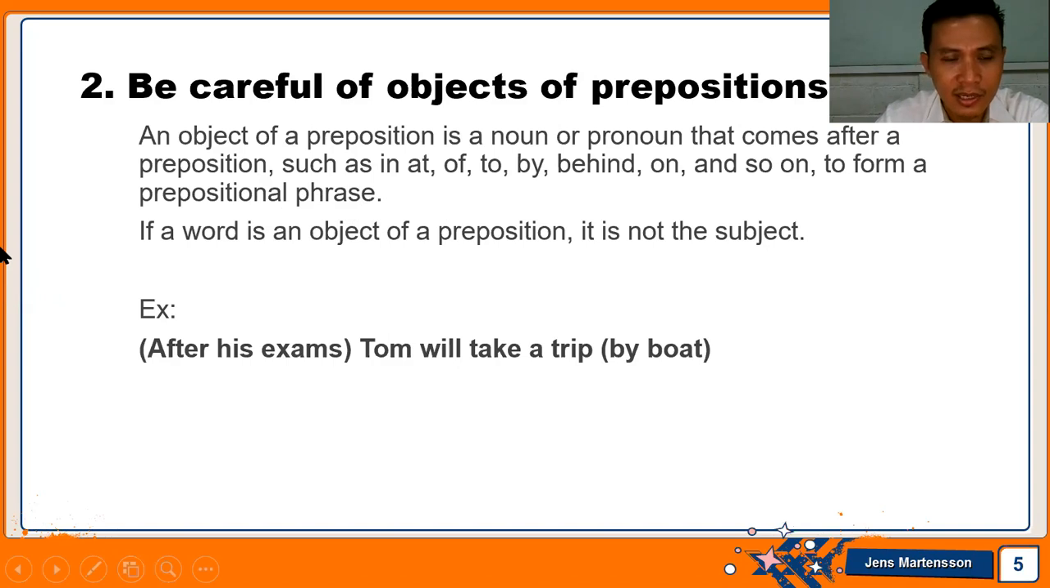Another example I can give you: if a word is an object of a preposition, it's not the subject. Jadi kalau misalkan ada kata depan, kemudian ada kata benda, that is not a subject, but it's an object. It's not the subject. So be careful with that.